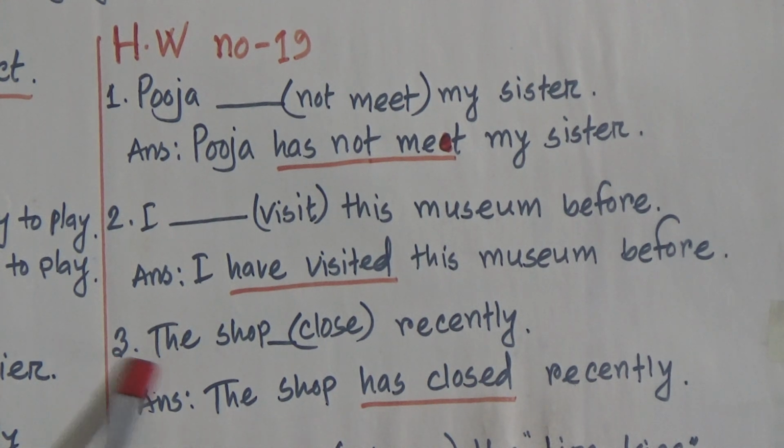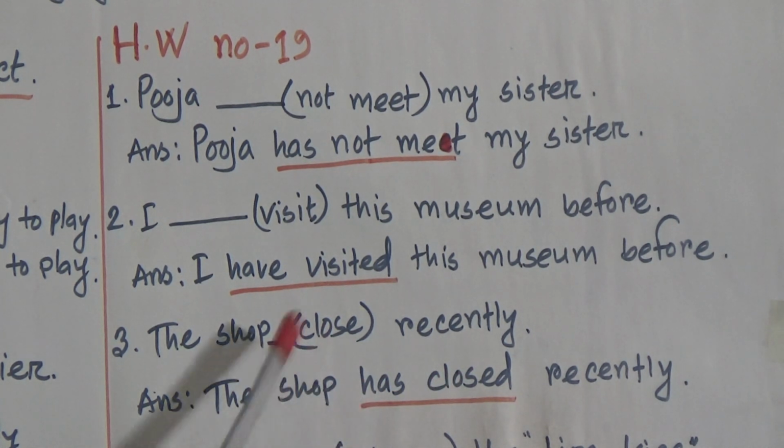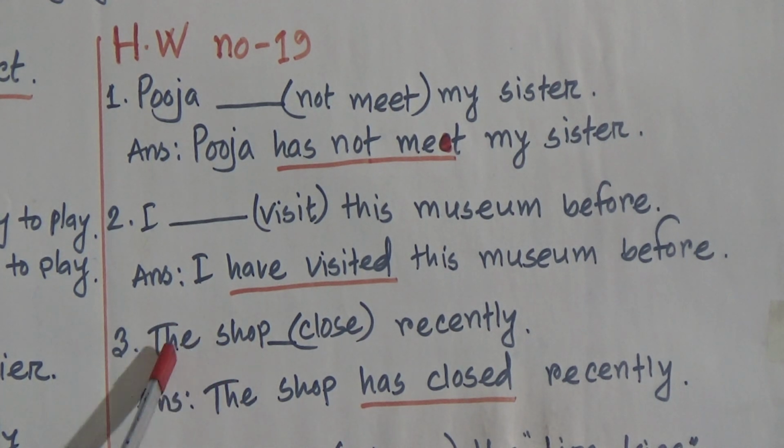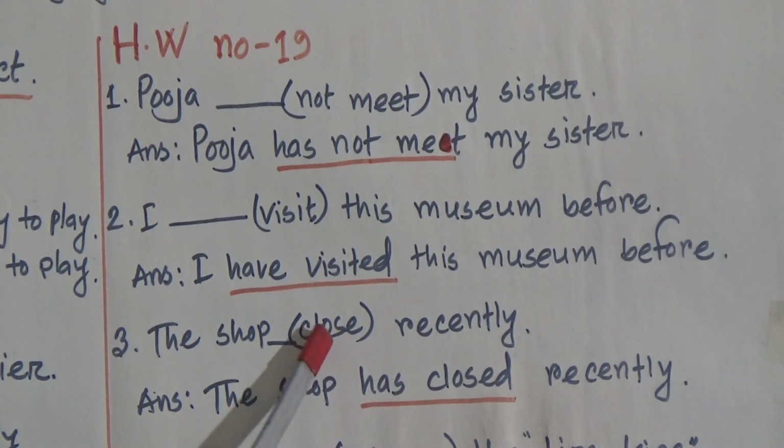Number 3, the shop closed recently. Again you are getting the word recently. After seeing recently, you have to evaluate that you have to convert this sentence into present perfect tense. So the shop, singular or plural? Definitely it is singular. Then we have to use has. Close, closed, closed. The past participle form of the verb close is closed. Then the answer would be: the shop has closed recently.